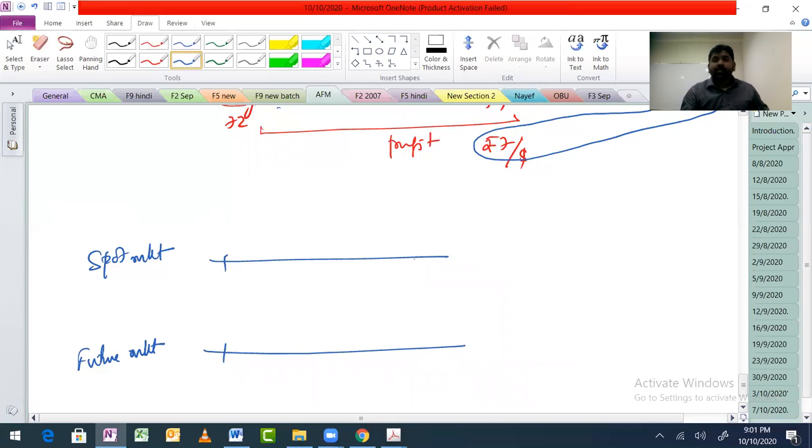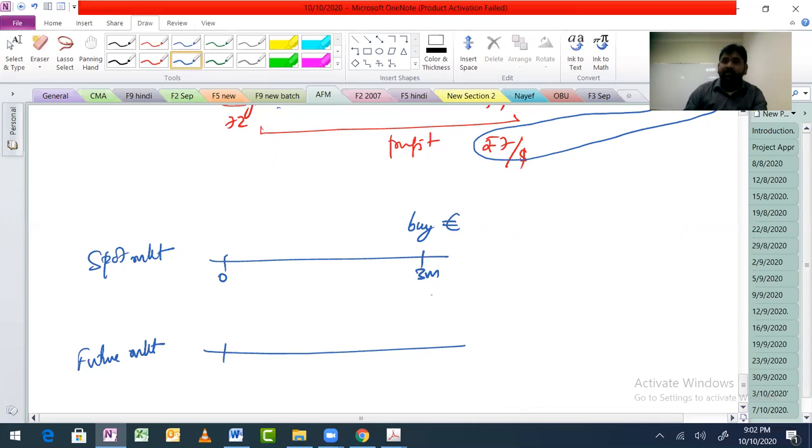So if after 3 months, this is time zero, I have to pay euro. So what do I need to do here? If I have to pay euro, what do I need to do? I need to buy, right? Are we fine with that? If I have to pay euro, I will have to buy euro.